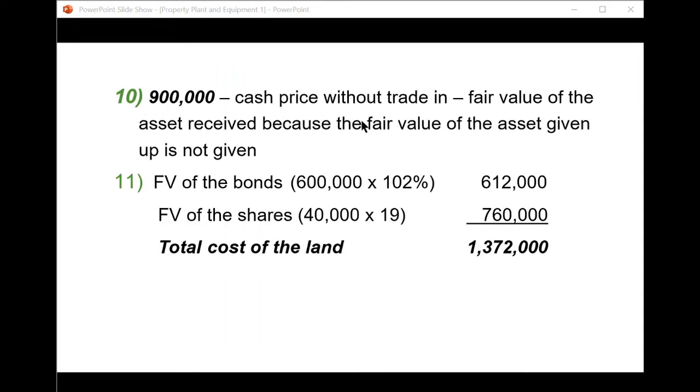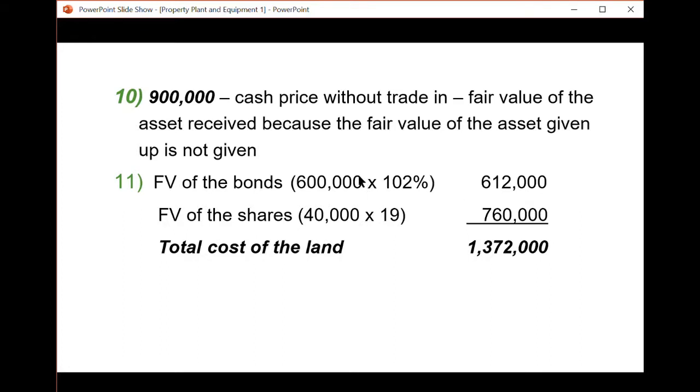Question 11. What is the cost of the land? This one involves issuance of debt and equity instruments. The company acquired land and paid for it in full by issuing 600,000 of its 10% notes payable and 40,000 shares of its common stock, par 10 pesos. So there are two forms of payment. The 760 is correct for the shares, but he paid in two ways: he issued shares and he also borrowed.